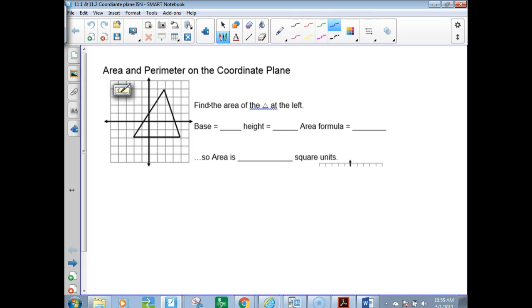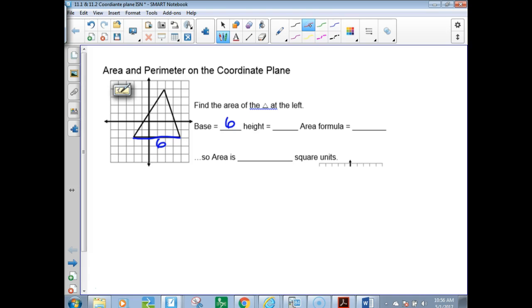Find the area of the triangle at the left. If you're in the coordinate plane, you can actually count what the base is here. So how far is it from here to here? 1, 2, 3, 4, 5. Actually, it's just 6, isn't it? So that would be your base is 6.